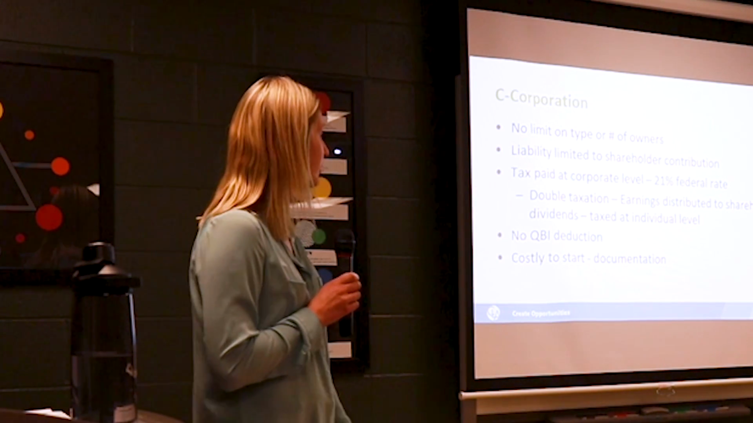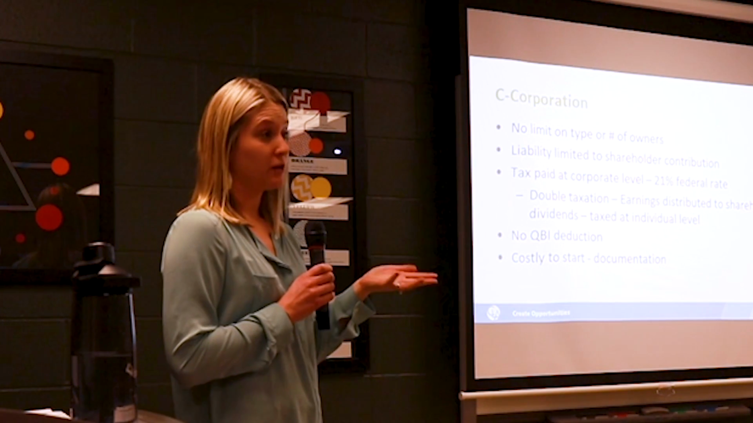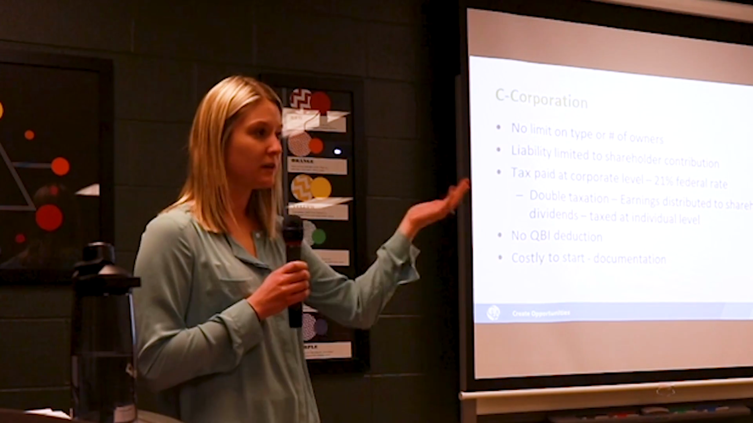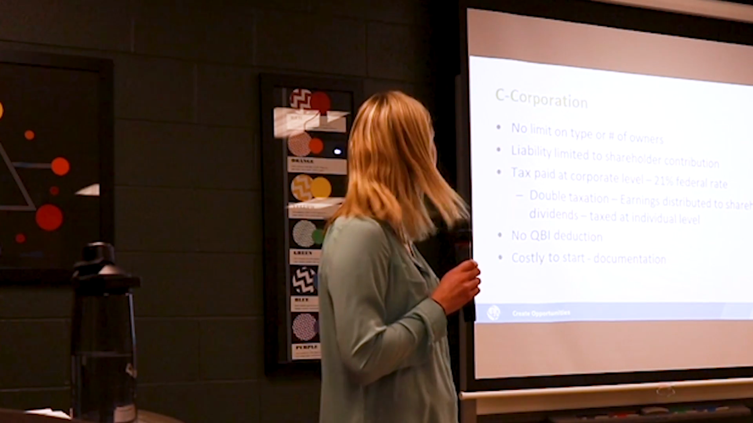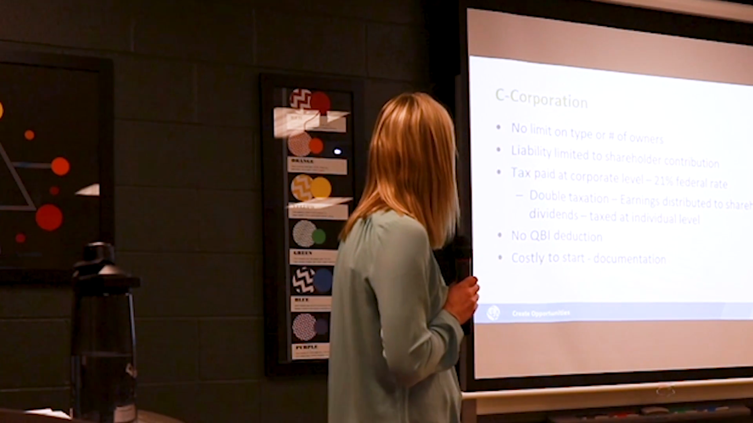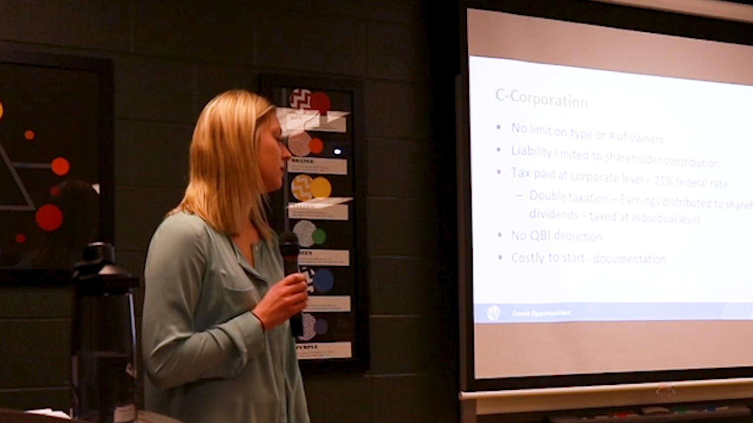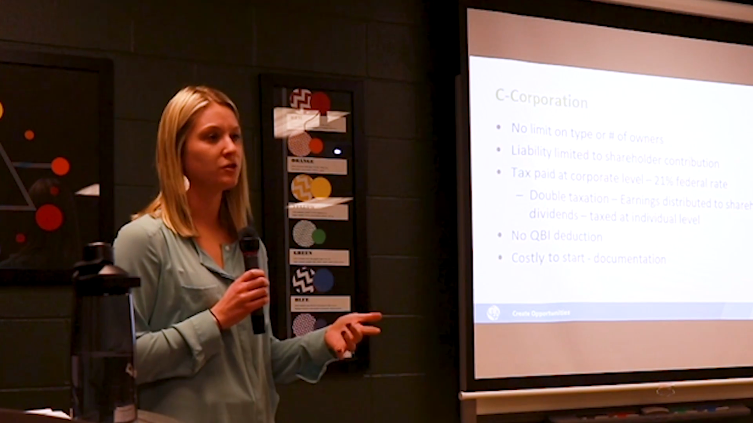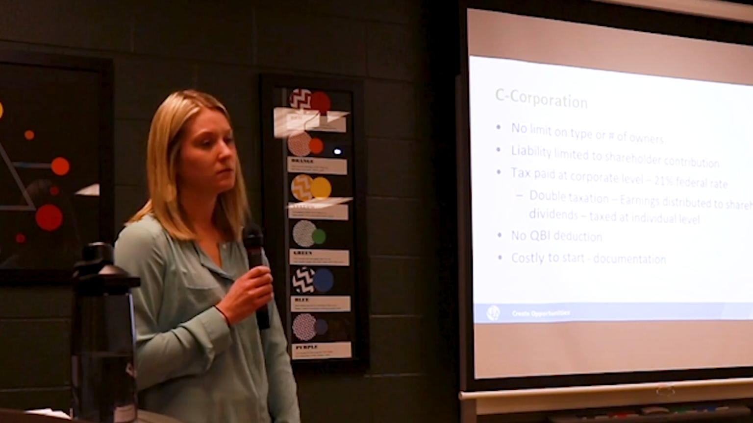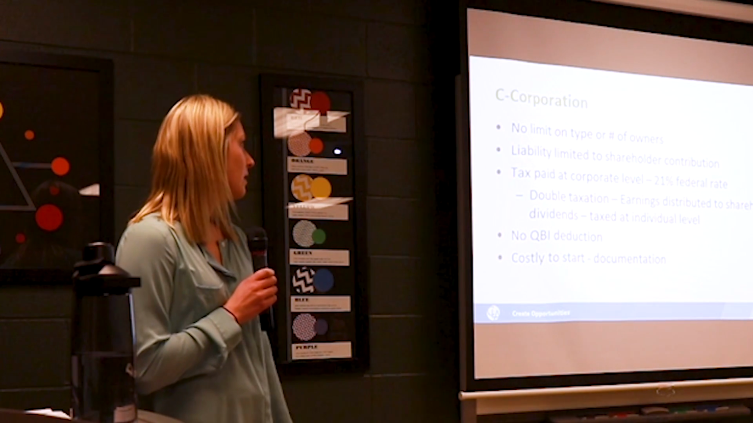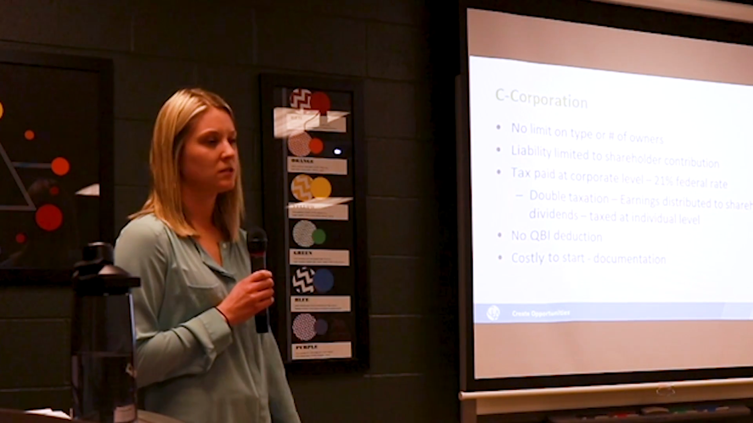And then the C corporation doesn't get the QBI deduction, because the whole point of the QBI deduction was to help the other types of entities be more level with the 21% rate. C corporations can be pretty costly to start. There's a lot more documentation that needs to be done as far as stock certificates, articles of incorporation, etc. So not the most easy to just set up.